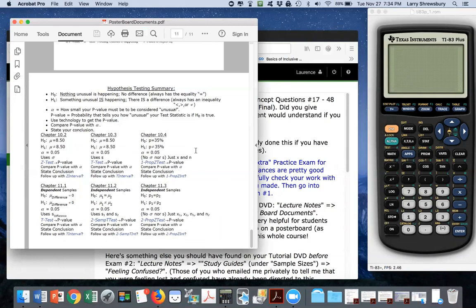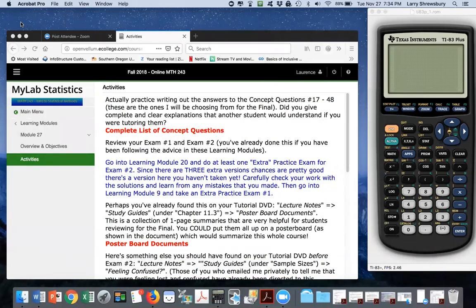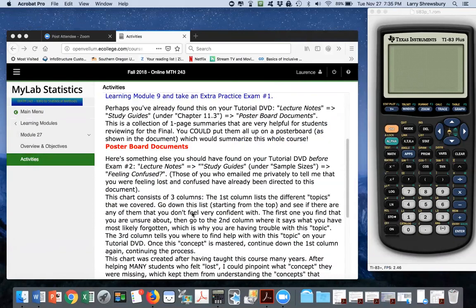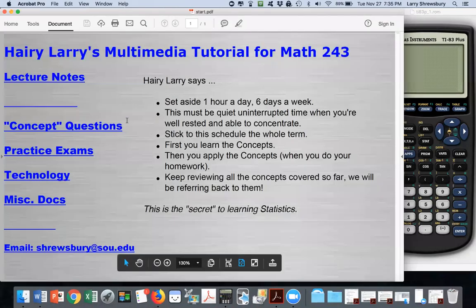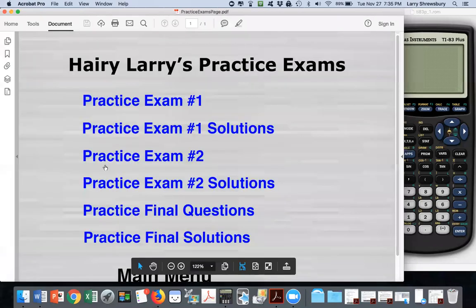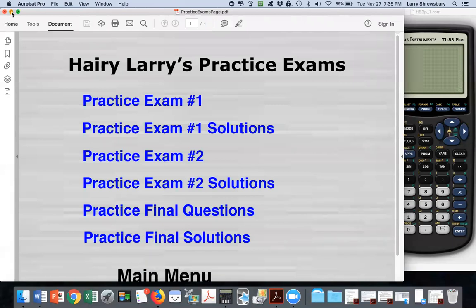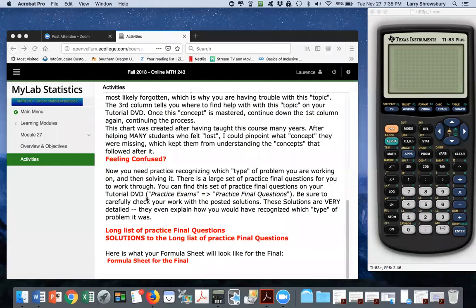Now let's go ahead and set that one aside. And you'll notice here that you got a nice long list of practice final questions along with the solutions. These are the same ones that are on the tutorial DVD. In fact, let's just go over to the tutorial DVD. Practice exams and practice final questions. So those are also on here on your tutorial DVD, and right here in the last learning module.